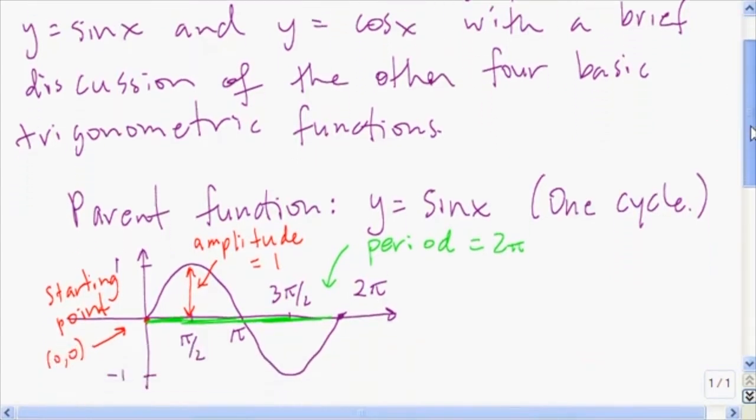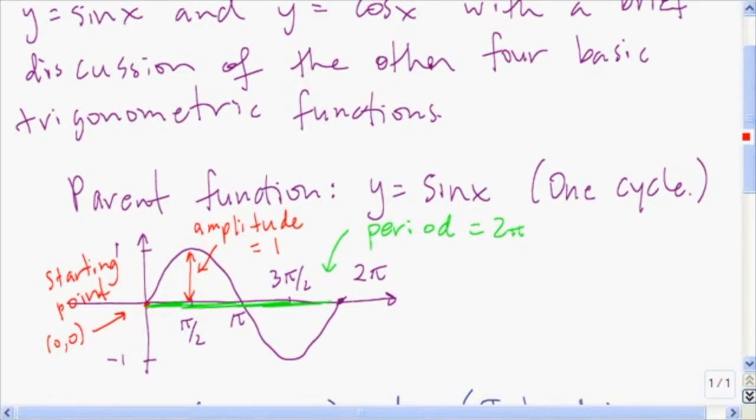Okay, so as a reminder, here our parent function is y equals sine of x. Here I've graphed just one cycle of it, starting at the origin 0, 0. As I alluded to in the demonstration, I like to consider this as my first representative cycle, and then I can just extend it from there to get the rest of the graph as I want.